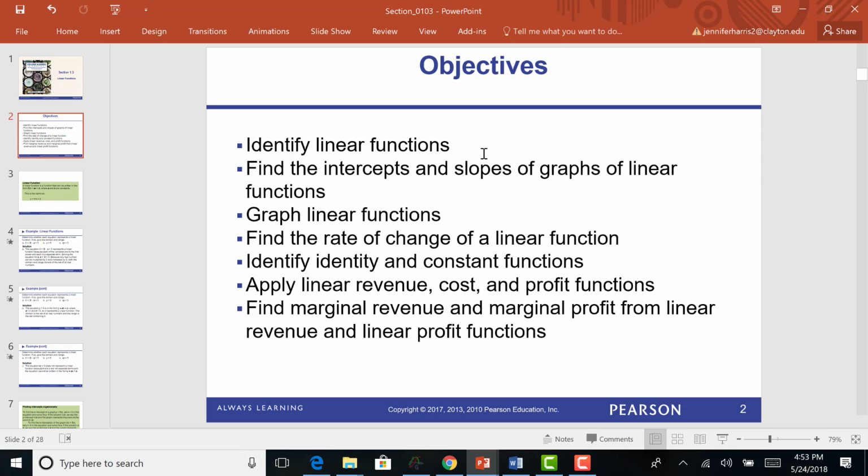Find the x and y intercepts, the slope, how to graph them, the rate of change. There's one called the identity and the constant function. That should not say identity twice; it should just say identity and constant function, so I'm going to take that out. There's one called the identity function and one called the constant function, so we'll talk about what those are. Then, of course, how to apply it to real life, finding marginal revenue and marginal cost.